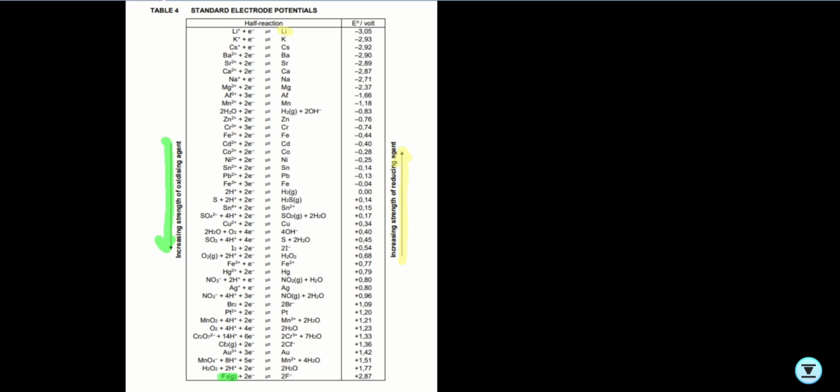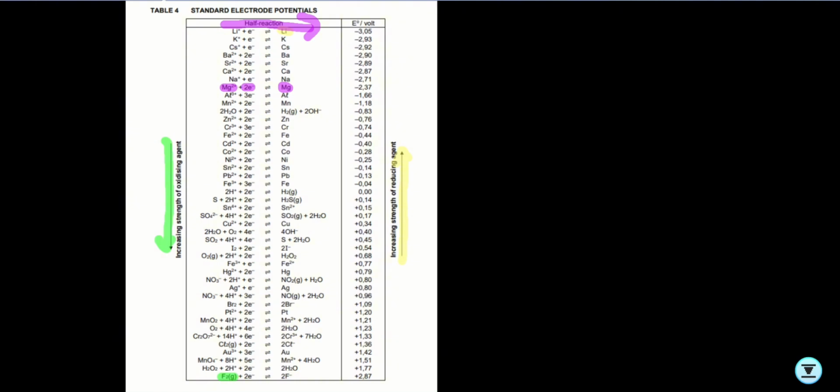Understanding what goes up and down, let's understand what goes left and right. So if I go right across my table, I have a reduction reaction because I have some sort of substance that then gains an electron to then become a new substance. So if I look at something like this, I have magnesium ions, which gain two electrons to then become a magnesium atom, part of magnesium metal. So that's a reduction reaction.